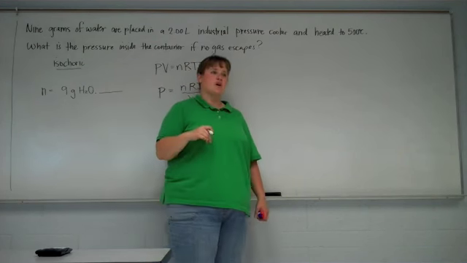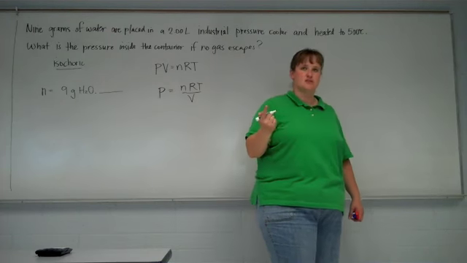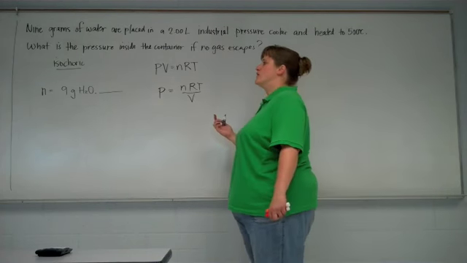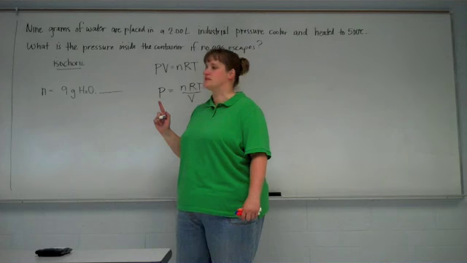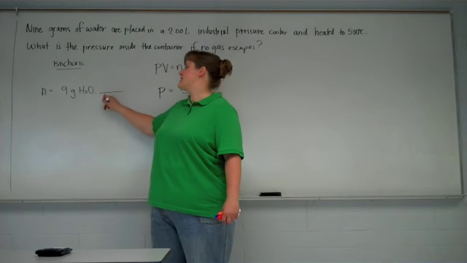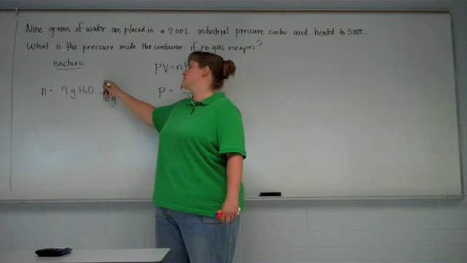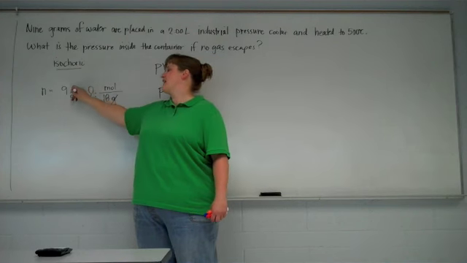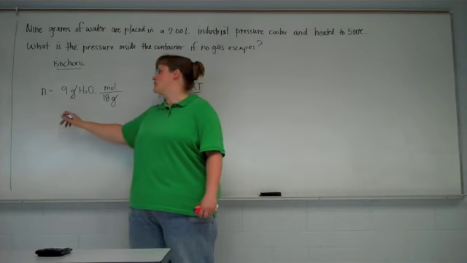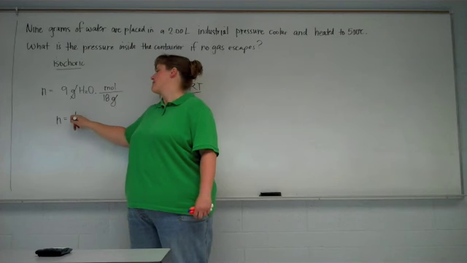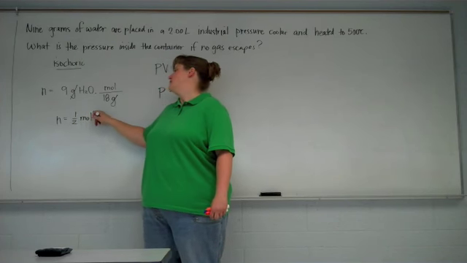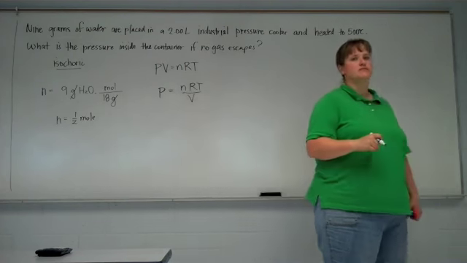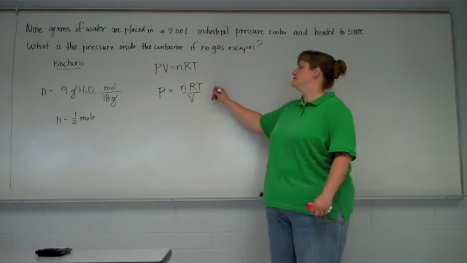Since water is H2O, oxygen is 16 u, hydrogen's 1 u, and there's 2 of them. So one water molecule is 18 u, but that's the same thing as 18 grams per mole. The grams are going to cancel and leave us with moles. So if we have 9 grams of water, we have half a mole. So that's our n value.